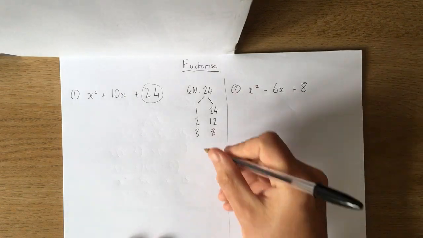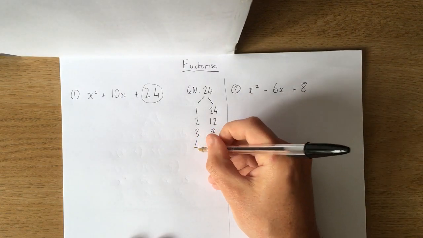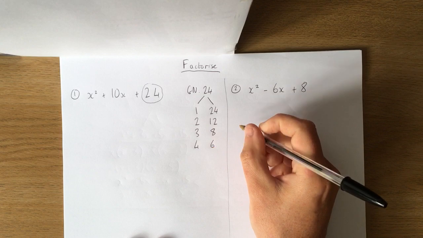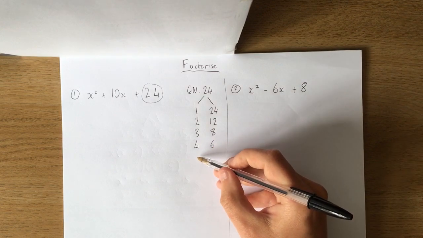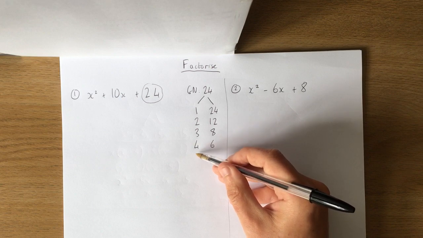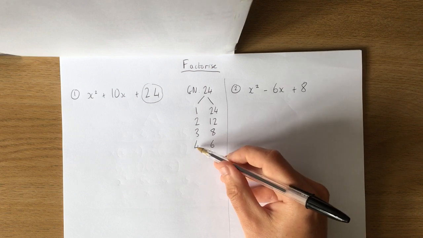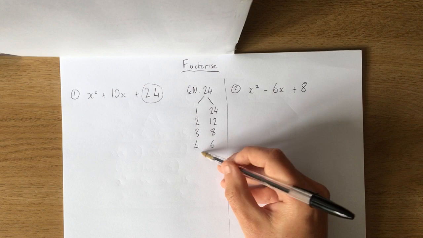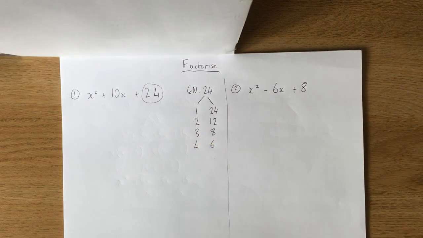Does 4 go into 24? Yes, it does. It goes in 6 times. Does 5 go into 24 evenly? No, it doesn't. Next one, 6 goes in evenly. It goes in 4 times, but once you've found a repeat pair of factors, you can stop. You're not going to find any new ones. So there's all the pairs of factors of 24.